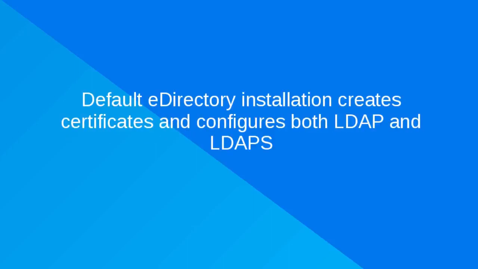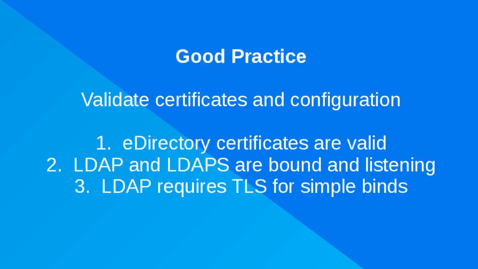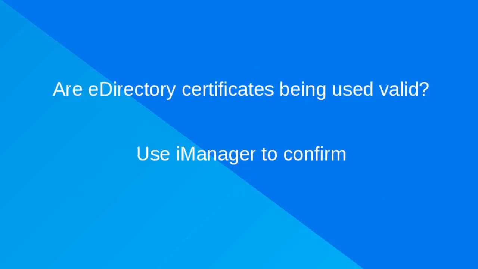The eDirectory LDAP server by default is configured to use a server certificate and listen on both port 389 and port 636. iManager can be used to determine the certificate being used by the LDAP server and to verify the certificate to ensure it is working and not expired.